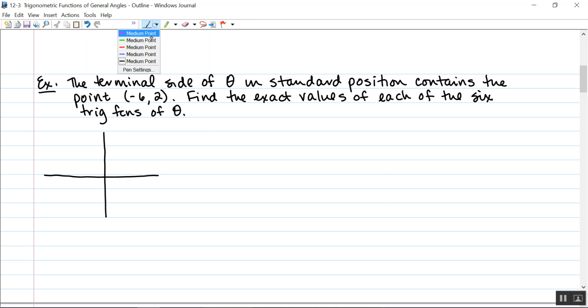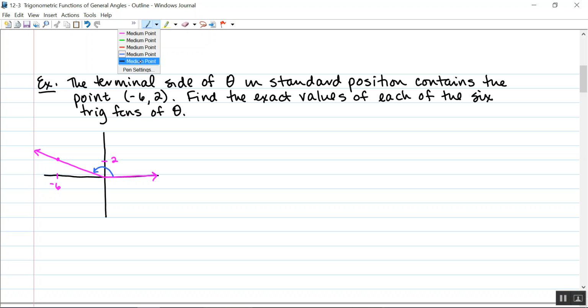So I have an angle, and I will go ahead and draw it here in blue, that contains the point, the terminal side contains the point (-6, 2). So that's going to be right here. So my angle is going to look something like this. Okay, so that would be this angle right here. So I need to find the exact values of the 6 trig functions for that angle right there.